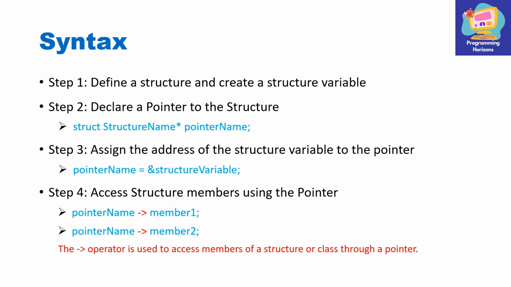In step 4, we access structure members using the pointer. So we mention the pointer name followed by an arrow operator and then we mention the member name. Here the arrow operator is used to access members of a structure or class through a pointer.